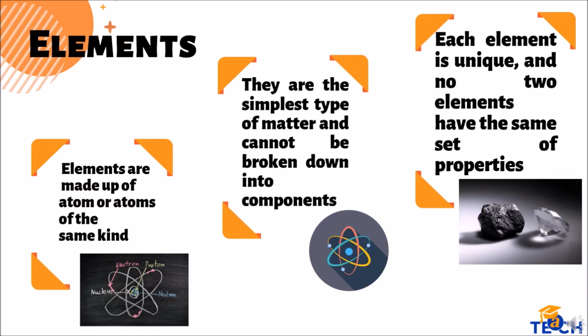In the picture, we see a carbon rock and a diamond. Did you know that they both have the same atoms? They are both made up of carbon, however, they differ in structure and properties. And that's what makes them unique.